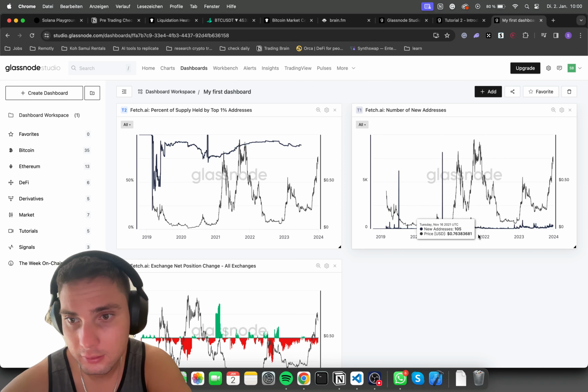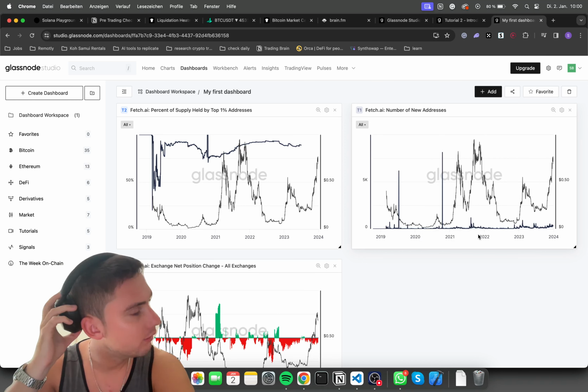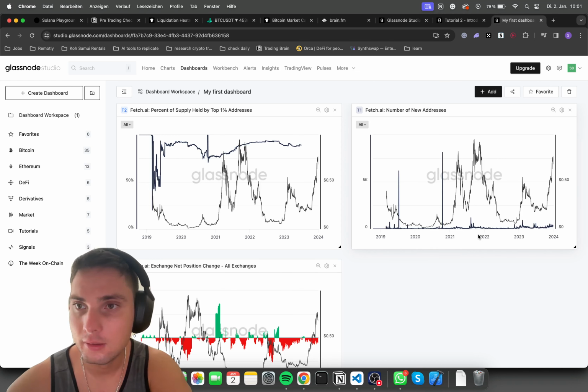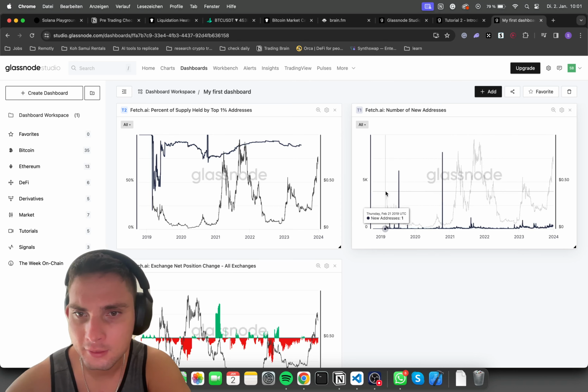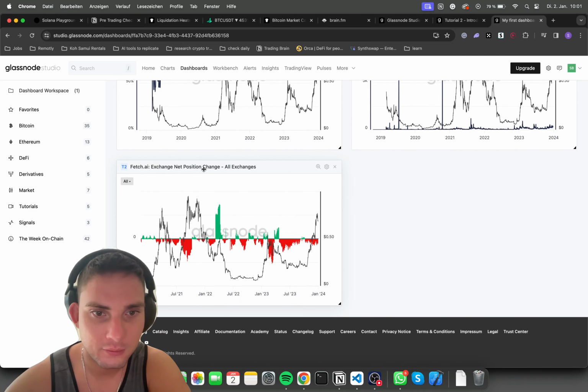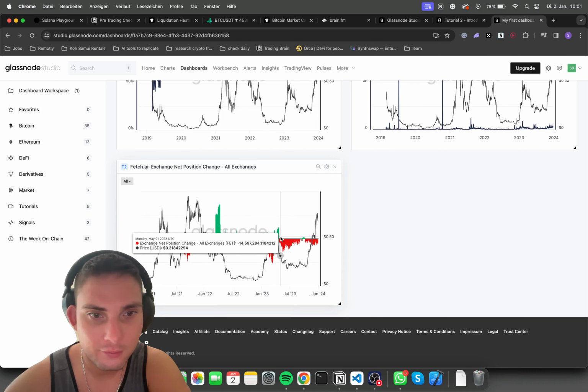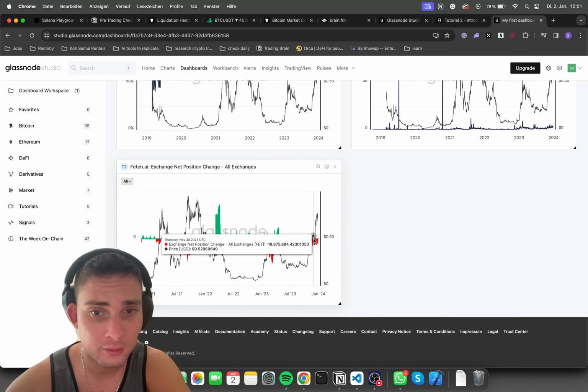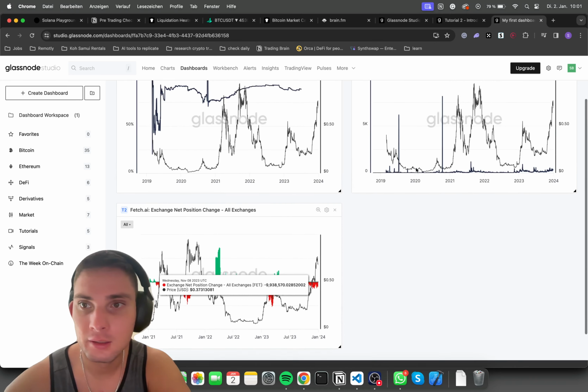I didn't know they exist since 2019. Exchange, net positive change. Okay, so we see a lot of outflow right now, which is interesting, since we had quite an uptrend in price here. So people are still buying and holding.